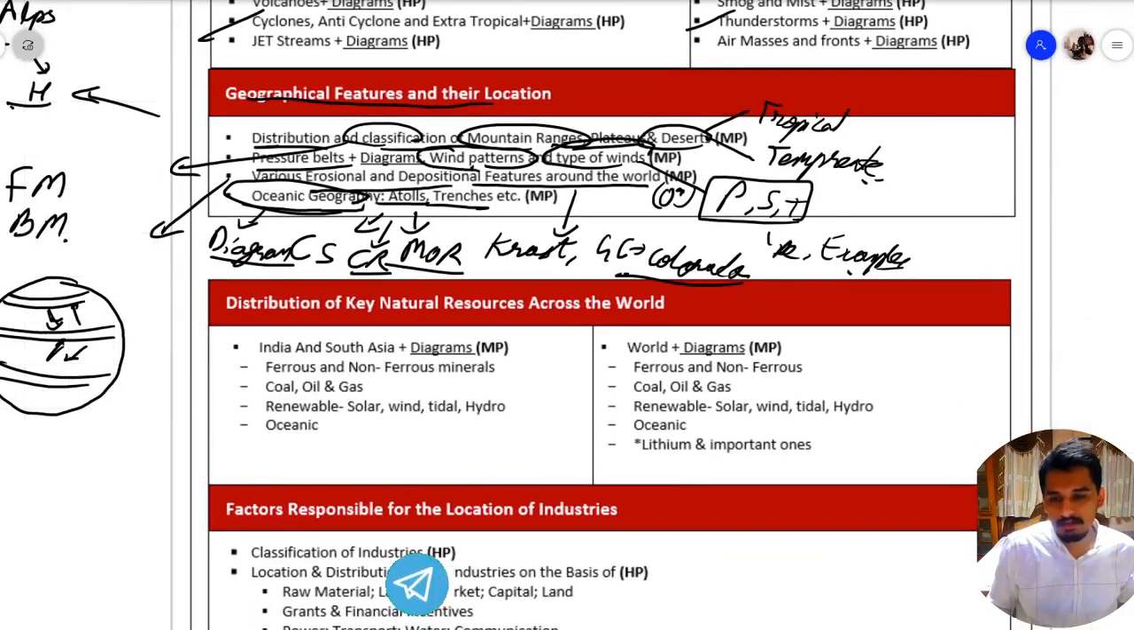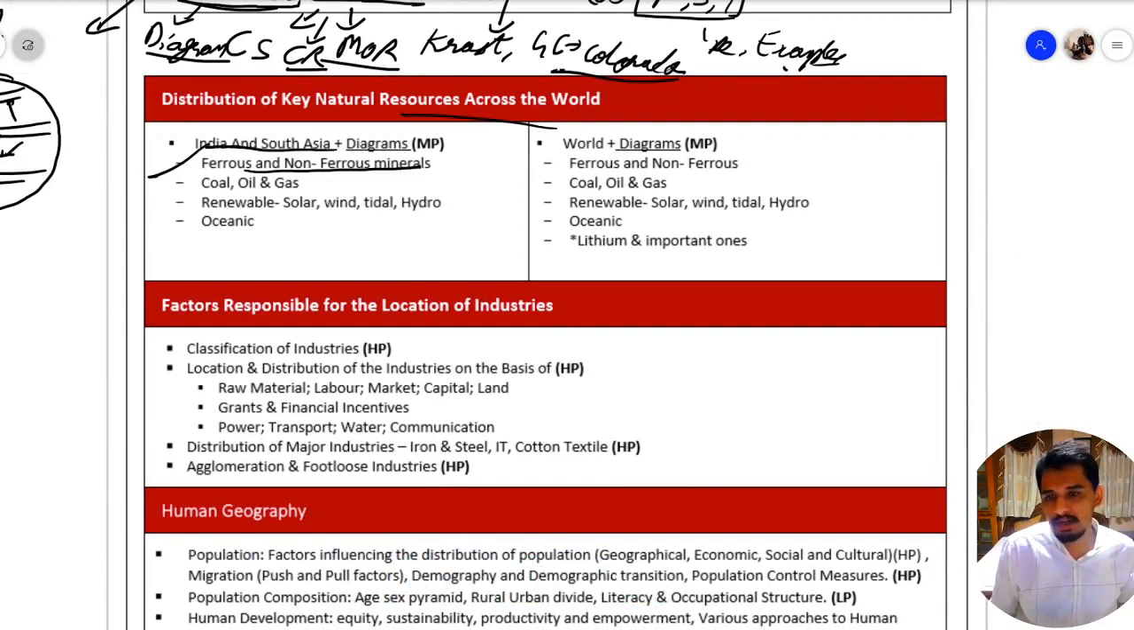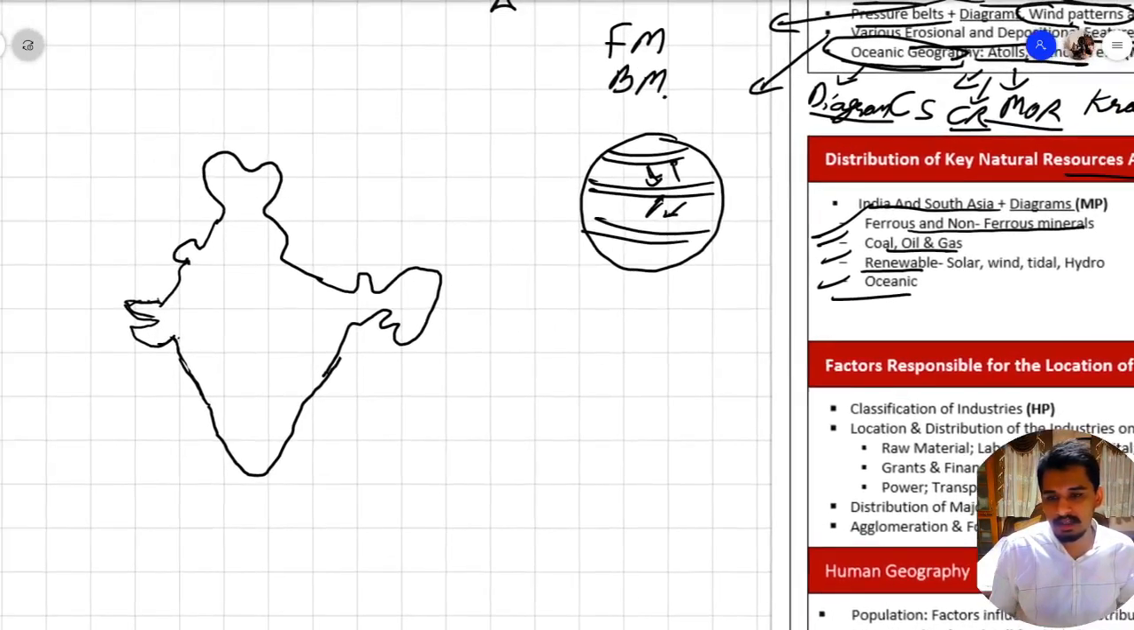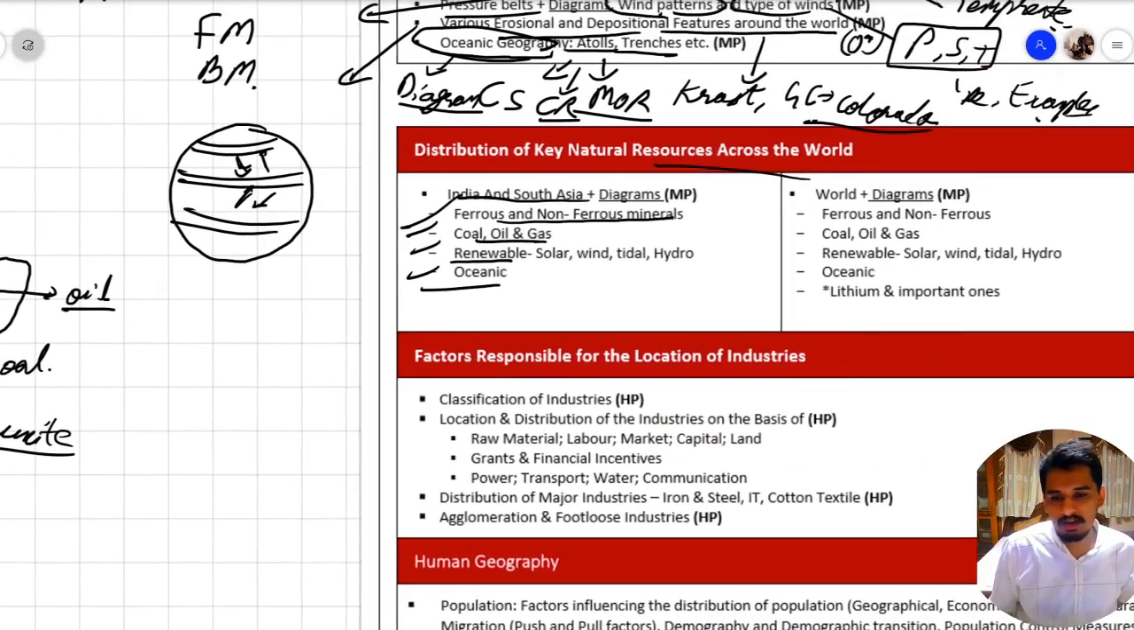Then we have distribution of key natural resources across the world. In this we have India and South Asia, where ferrous and non-ferrous minerals, coal, oil and gas, renewable and oceanic resources are located in India. These should be known to you in the form of a map or in a pictographical manner. Say suppose this is a map of India. So I will say that here in Digboi, Assam, oil is found. Here in Chota Nagpur, coal is found. Here in Bailadila Hills, bauxite is found. So you should know about the distribution of natural resources in India.